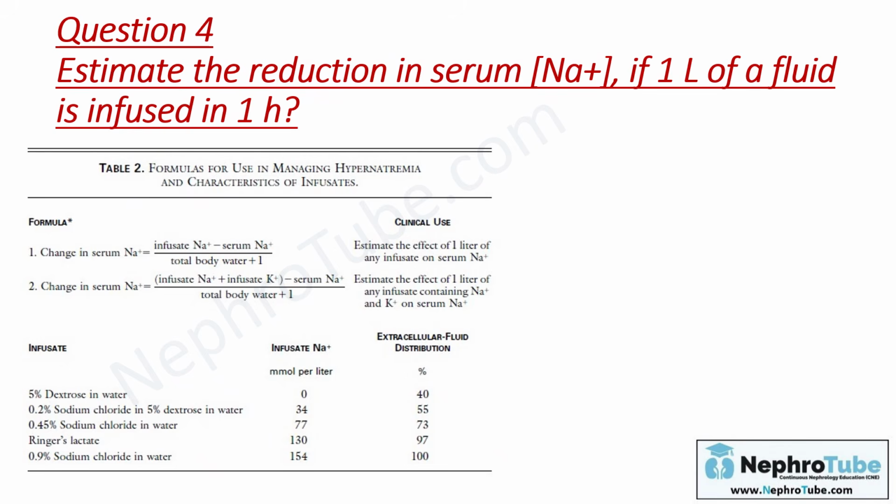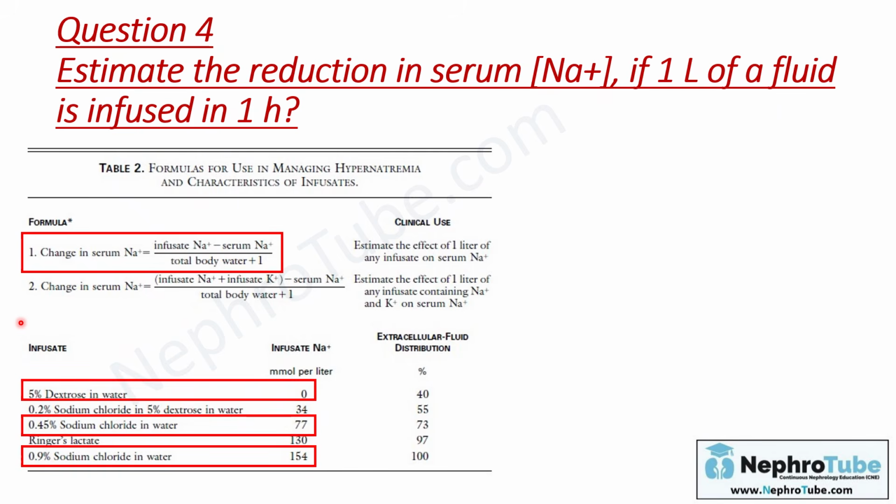Okay. Now we know the rate of correction of hypernatremia. So we have to estimate the reduction in serum sodium for every 1 liter of fluid infused. For example, we will use this equation: change in serum sodium equals infusate sodium minus serum sodium, over total body water plus 1. It depends on the fluid that you will use.